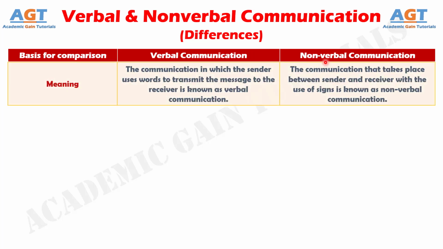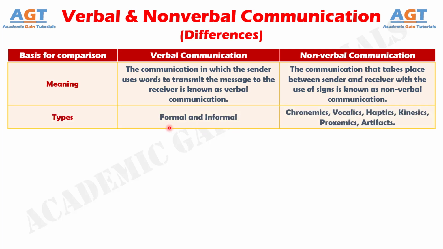Difference number 1. The communication in which the sender uses words to transmit the message to the receiver is known as verbal communication, whereas the communication that takes place between sender and receiver with the use of signs is known as nonverbal communication. Number 2. There are two types of verbal communication, formal and informal, whereas different types of nonverbal communication include chronemics, vocalics, haptics, kinesics, proxemics, and artifacts.